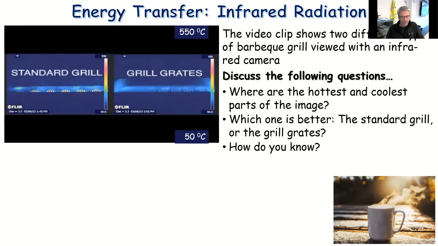So clearly the obvious choice for the better grill is the grill grates. How do we know? Because it's hotter, and we know that because you can see from the thermal imaging camera, you've got the whites and the reds more evenly distributed across the whole of that grill.